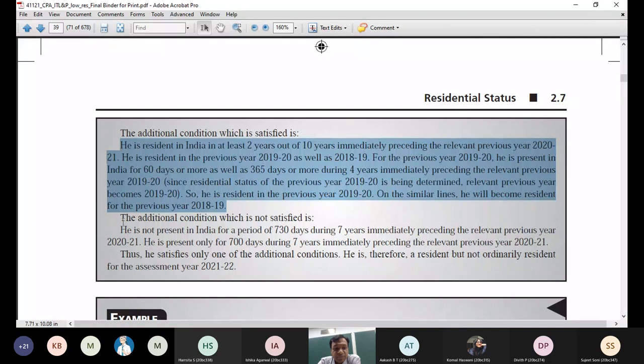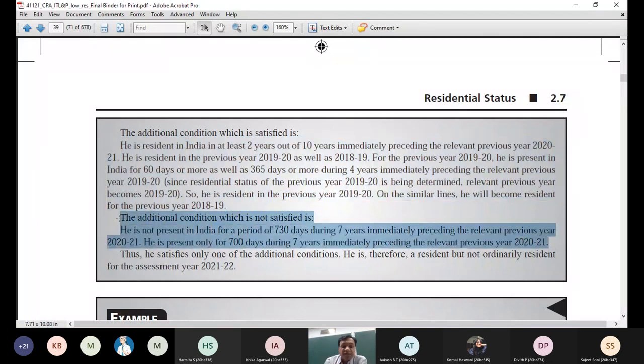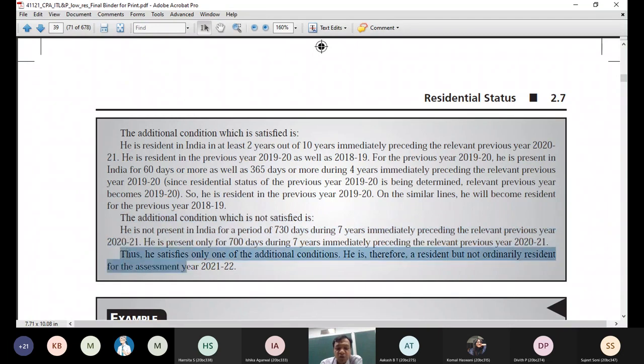Then you are telling the examiner the condition which is not satisfied. The additional condition which is not satisfied is that he is not present in India for a period of 730 days during 7 years immediately preceding the relevant previous year 2021. He is present only for 700 days during 7 years immediately preceding the relevant previous year 2021. Thus, he satisfies only one of the additional conditions. He is therefore resident but not ordinarily resident for the assessment year 21-20.